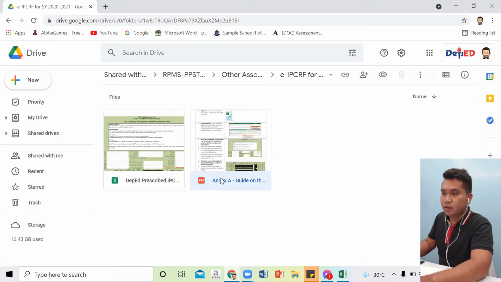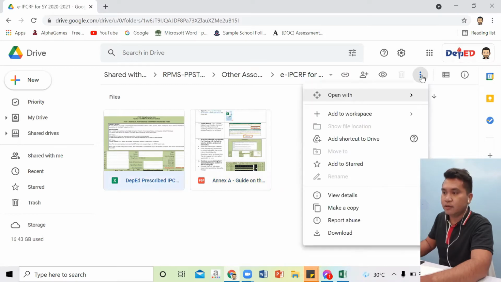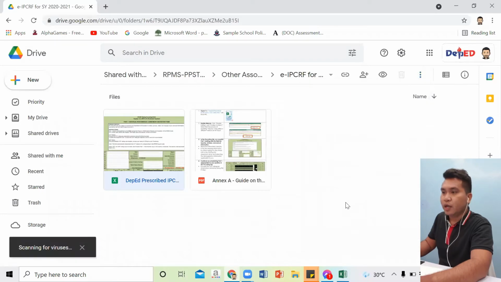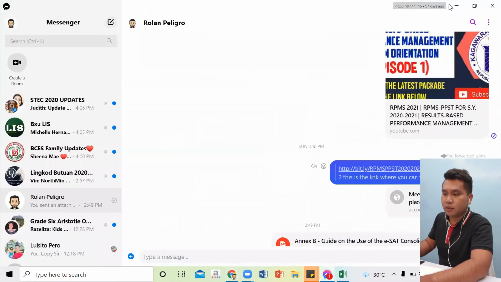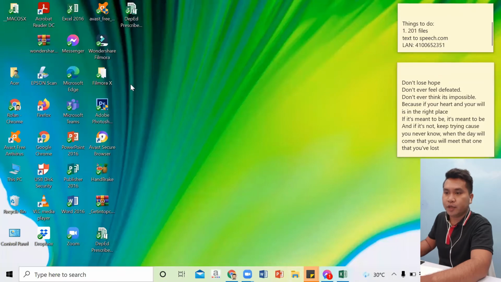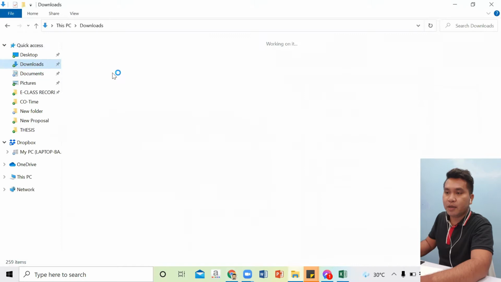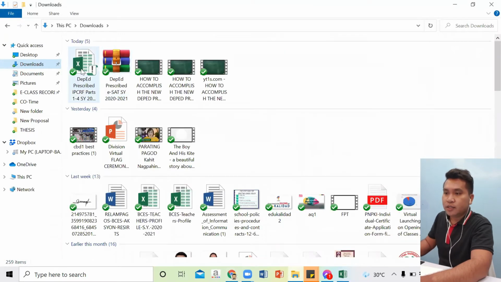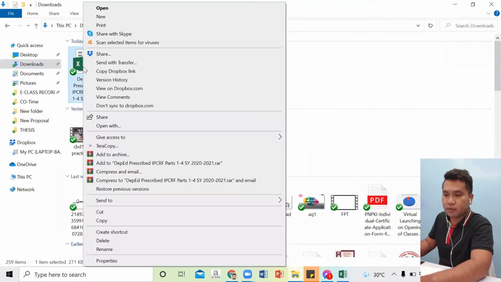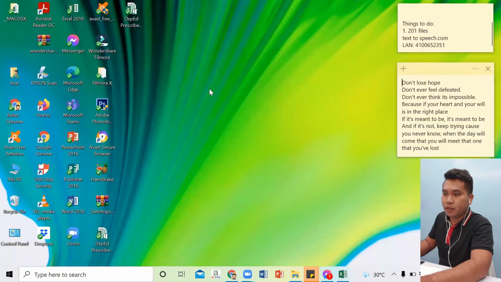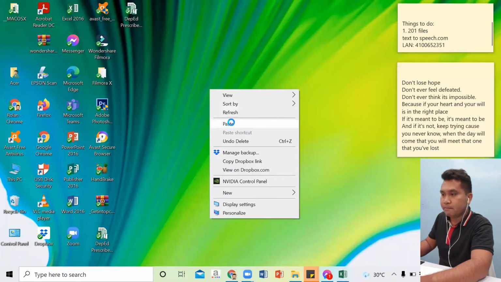I will download only the exact file. You can see the three dots above. Click that one and see the word download. I will minimize this one and go to my download folder. This time I will place this on my desktop so I could have easy access to it from time to time. So I will cut that one, minimize, then put it here on my desktop.